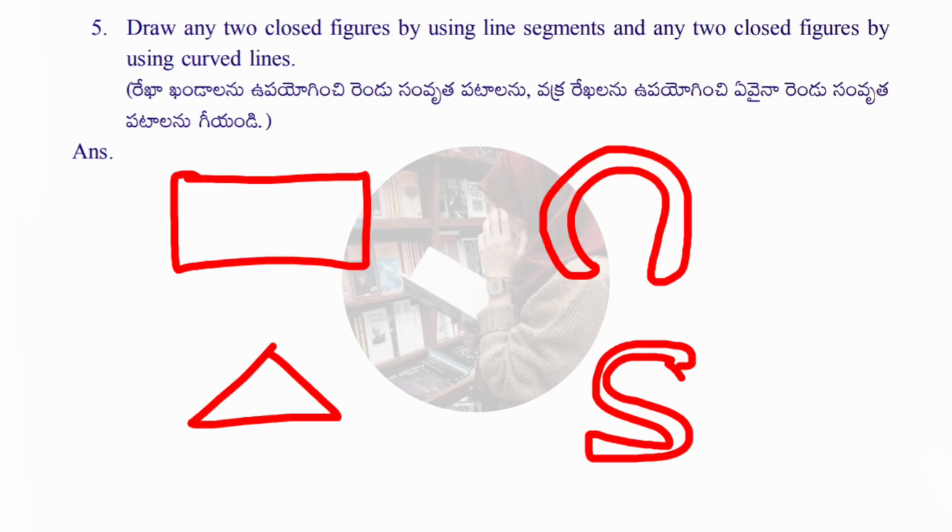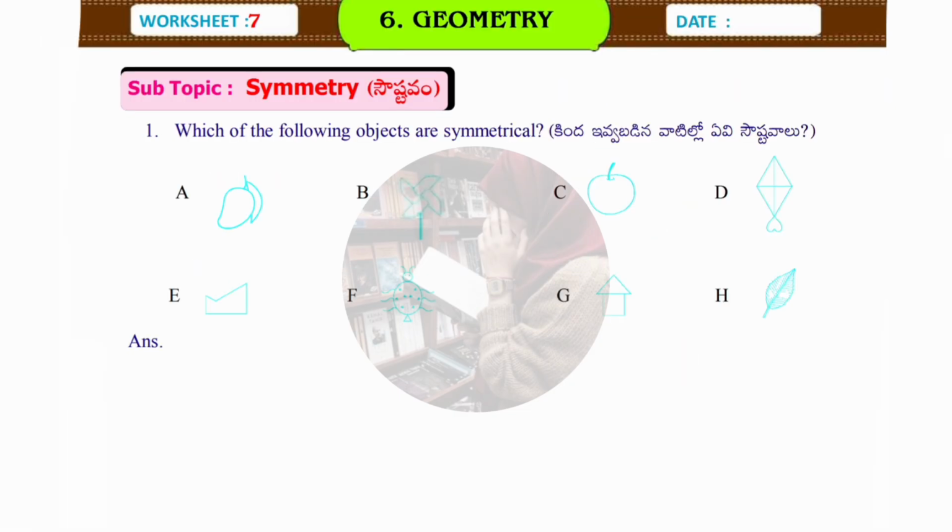Okay, so you need to draw two closed figures by using line segments. With the help of a scale, you just draw the closed figures. Here I am drawing a rectangle and a triangle. And two closed figures without using scales, means you have to draw with your free hand, by using curved lines. These two are the simple closed figures using curved lines. Understood, guys? Let's move on to the next worksheet, that is worksheet number 7.